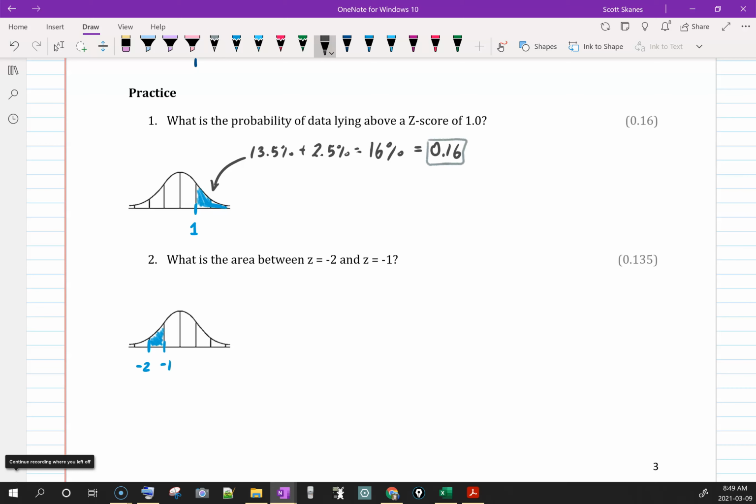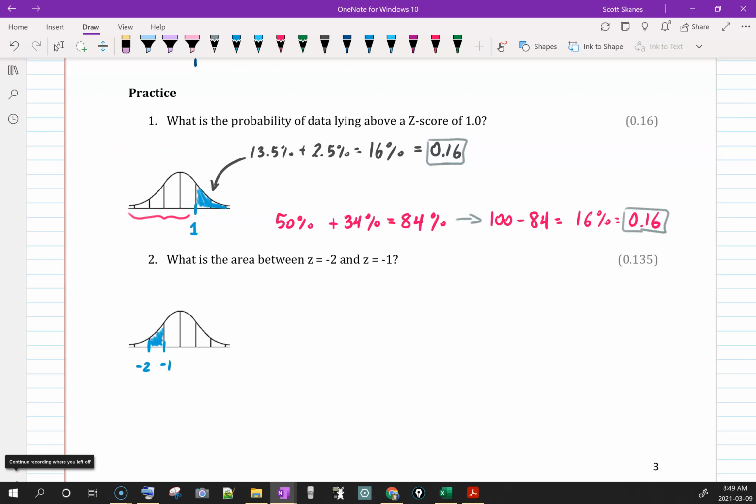Another way to get this is to say, well, you know how much data this is, because that would be 50% of the data and 34% of the data. You've got all that data, which adds up to 84%, but you want what's above that. You don't want this region, you want what's above that region, so you take it away from 100, which would give us 16%. So a couple different ways of accomplishing the same thing here. Take some time to review that and see if it makes sense.